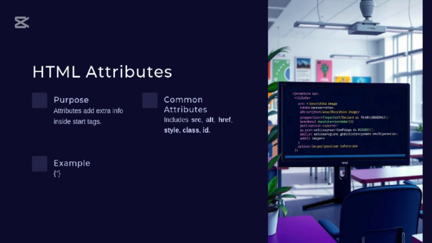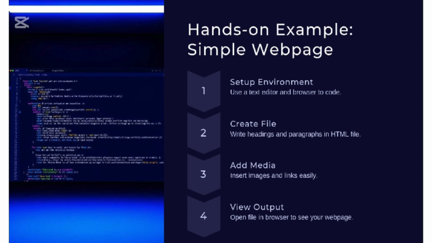HTML attributes provide additional information about elements. They are always specified in the start tag and usually come in name-value pairs, such as class, ID, or href.